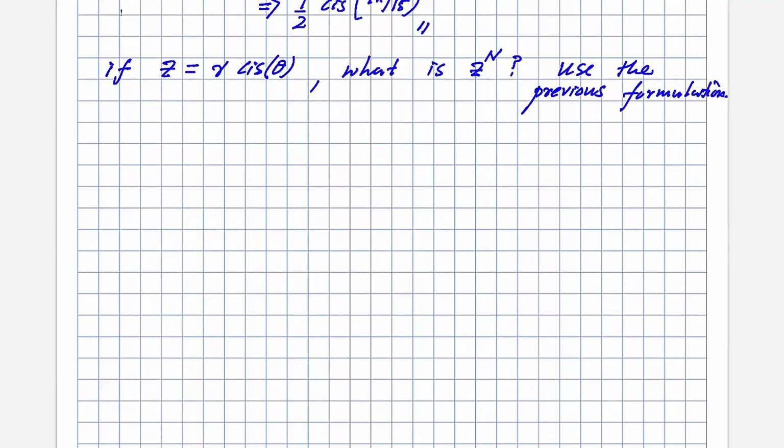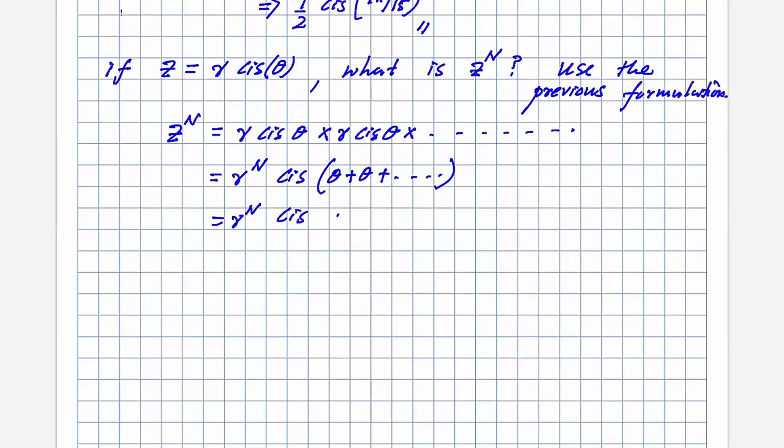So if you follow the same formulation, z to the power n is equal to r cis theta multiplied with r cis theta goes on. How many terms? N terms are there. So then r to the power n. Why? Because those are the magnitudes, radius, and arguments are additive. So what will happen? This cis theta plus theta, arguments are additive. So this is going to be now n of theta.